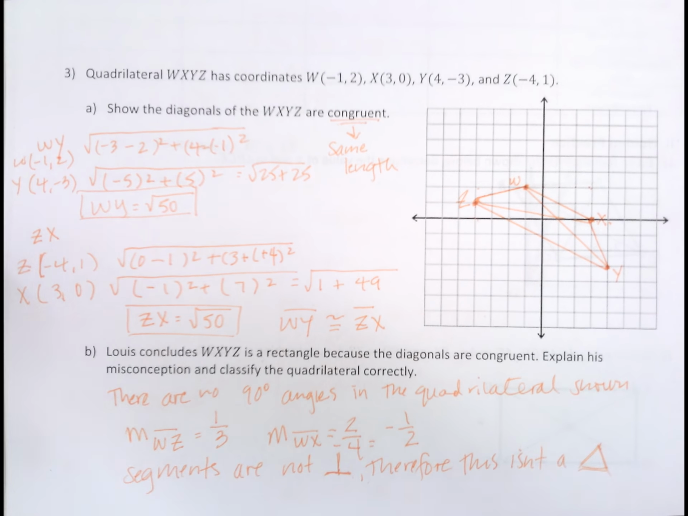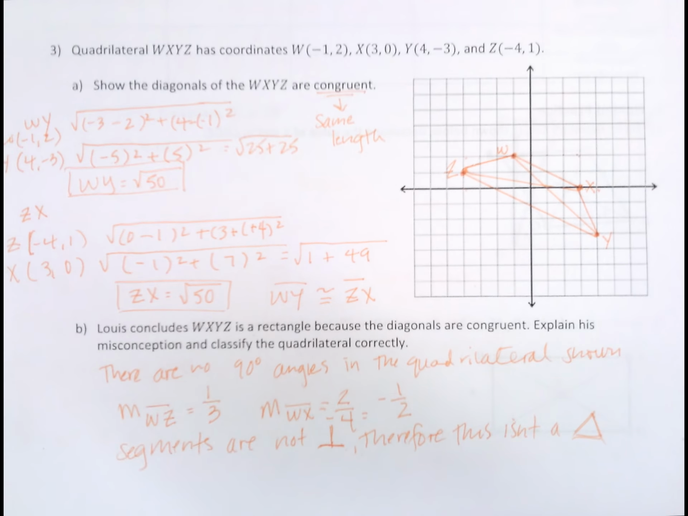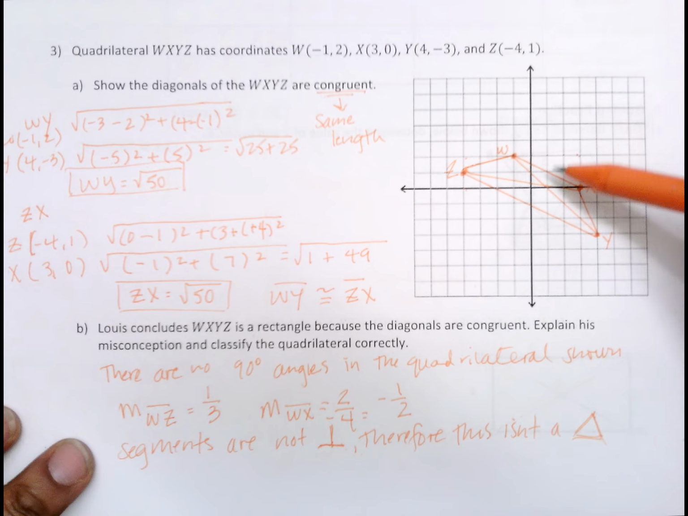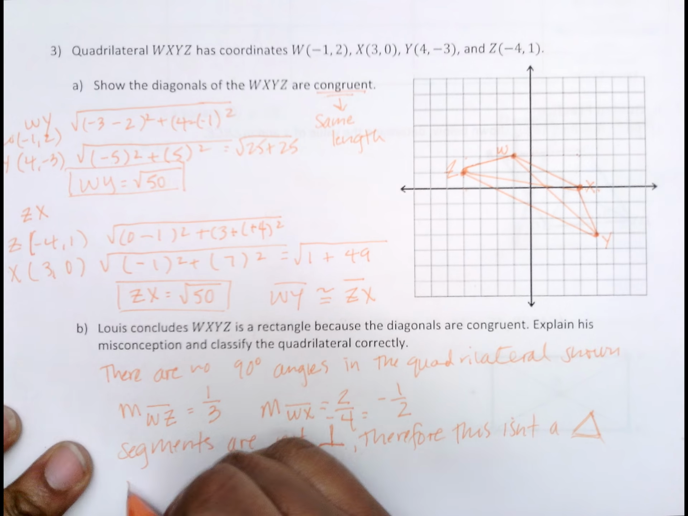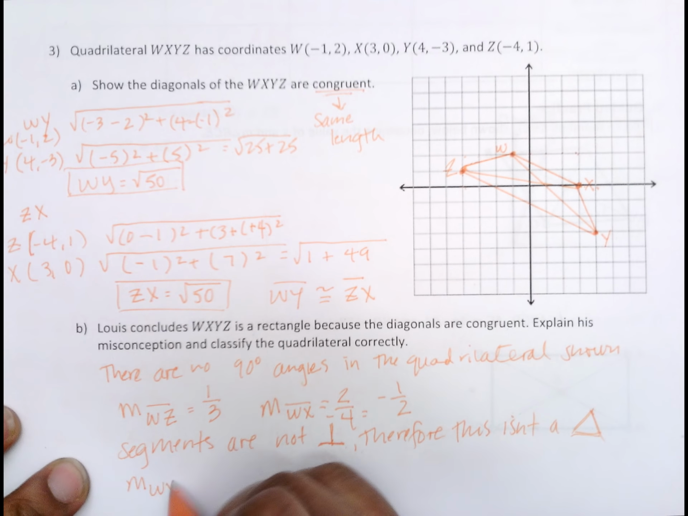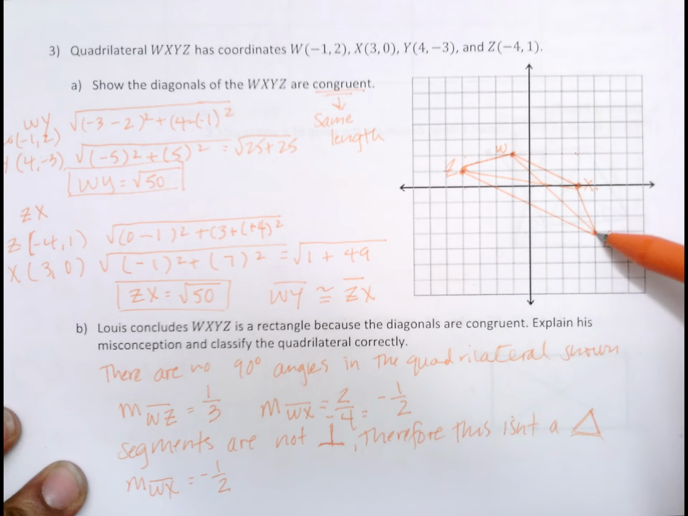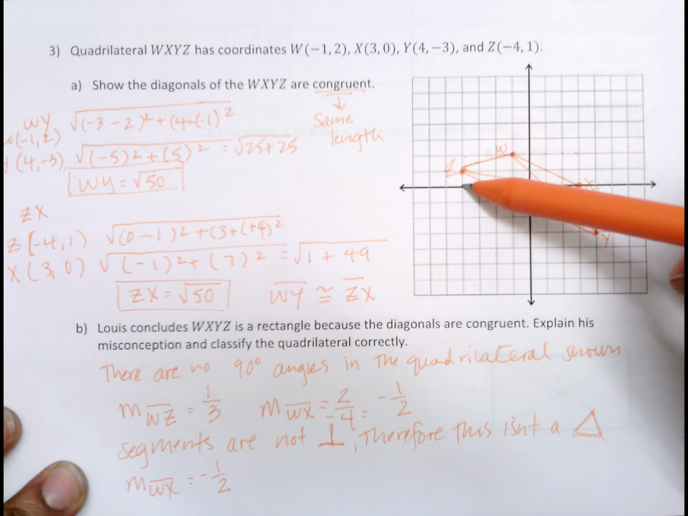Well, I'm thinking that it is a trapezoid, so all I have to prove is that one set of sides is parallel to each other. And to do that, I already have the slope of WX, which is -1/2. Now I just need the slope of ZY, so I'm going to go from this point down here. I go down 1, 2, 3, 4.